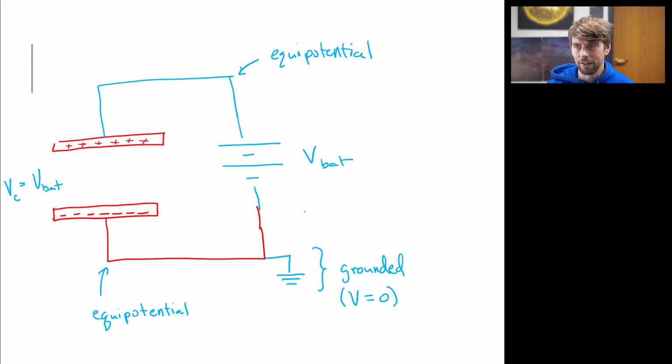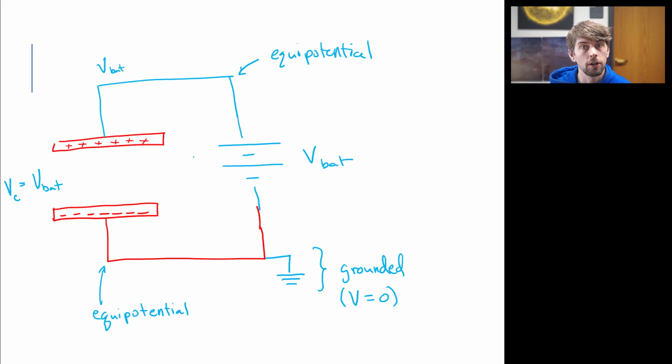Then, if the bottom part of the circuit is grounded, every location on the bottom part of the circuit is at 0. On the top, every location is at a potential of V battery. And so the jump across the battery must be equal to the drop across the capacitor. Pretty cool, huh? Okay, so that's the first of it.